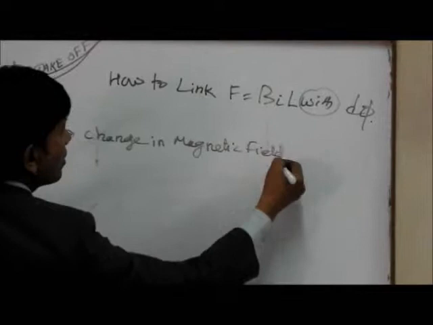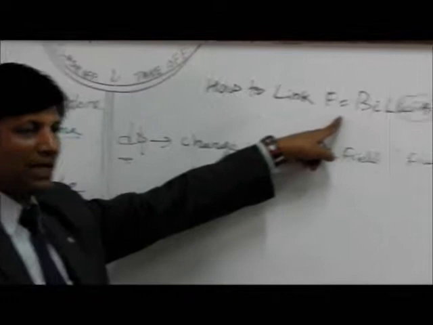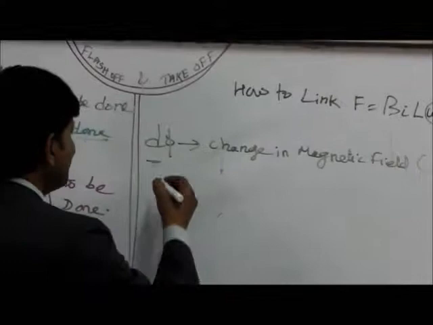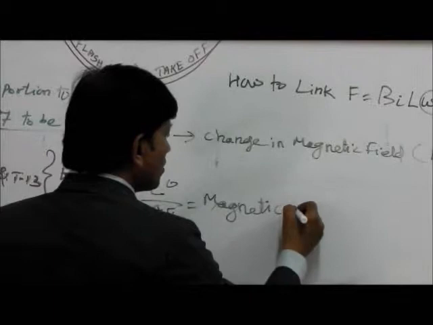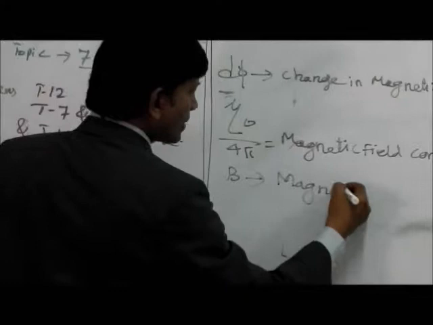What is F? Force. What is B? Is it the permeability constant? This is the permeability constant, the magnetic field constant. So here mu zero is the permeability. B is not permeability. Don't get confused by the B I am writing here. B is the magnetic field strength.